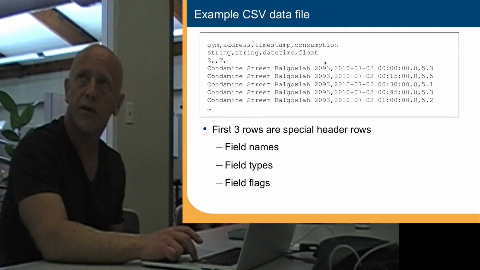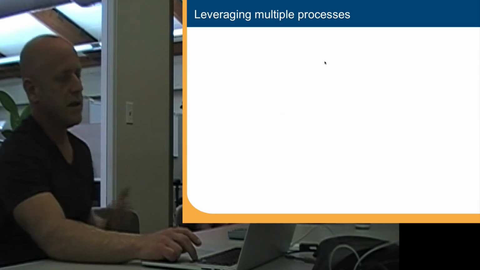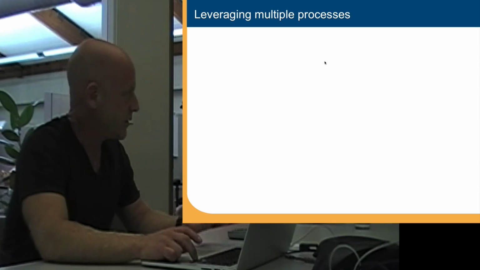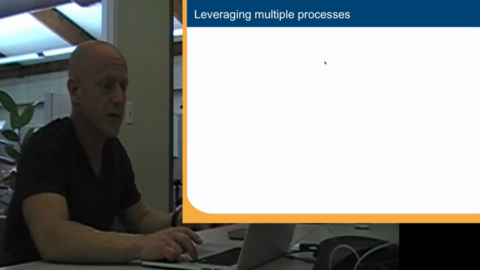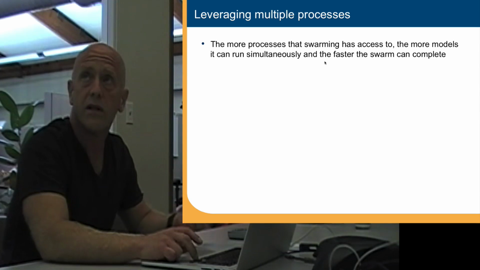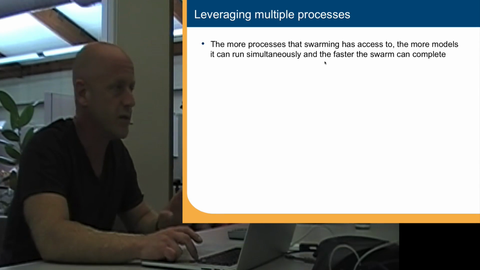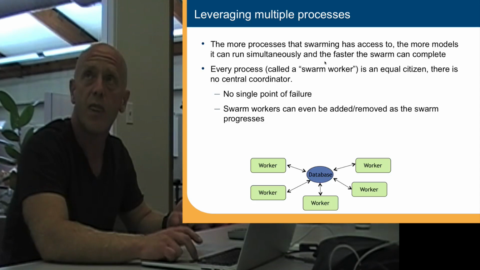And I already went through the data file format a little bit. Okay, so now I'll start going into more internals of swarming and how it leverages multiple processes to run faster. So the more processes you give it, the faster it can run. In each process it runs a model, so it means it can run that many models simultaneously.